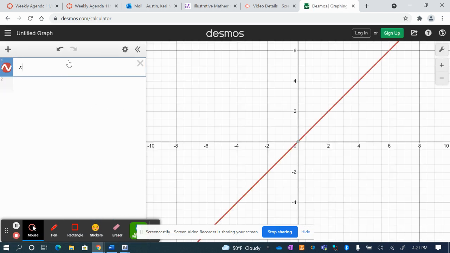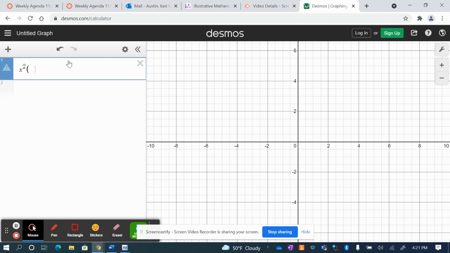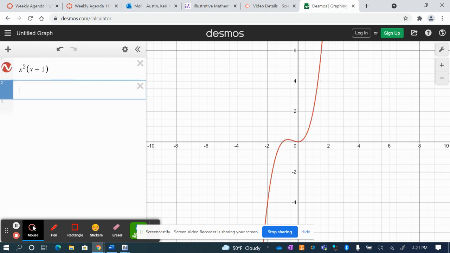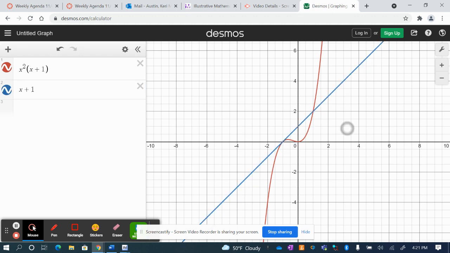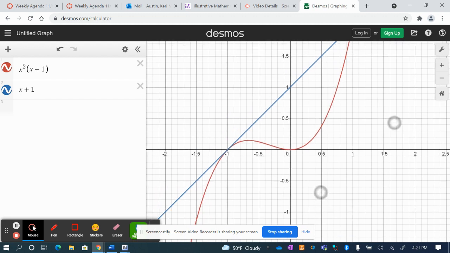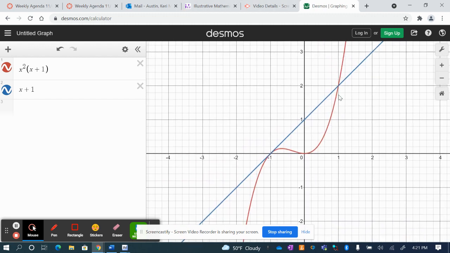So let's look here. We've got x squared times x plus 1. And I want to know, when does that run into x plus 1? And I could zoom in a little bit here. Looks like 2 points. They intersect at the point 1, 2 and negative 1, 0. Those are the only 2 points that satisfy both of those equations.